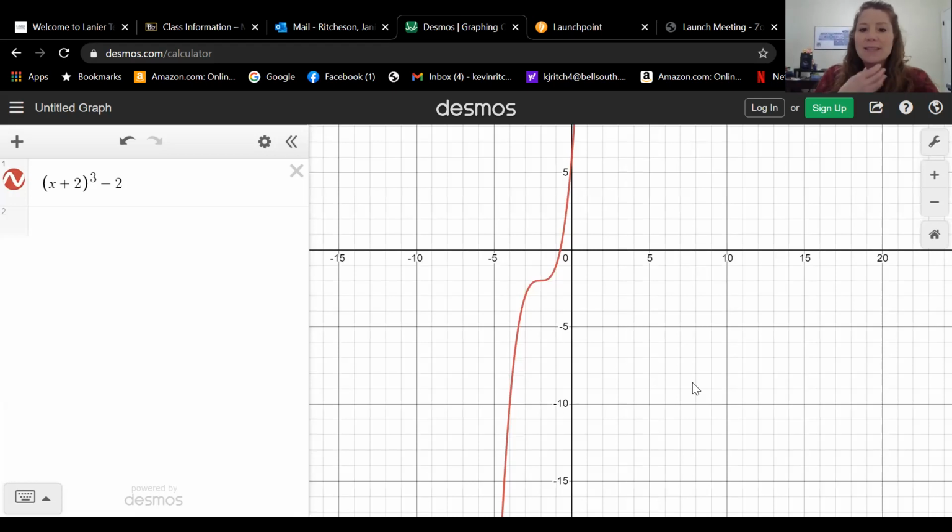Now, do you see that this red graph would pass the horizontal line test? If I made a horizontal line anywhere on that graph, it's only going to go through the graph one place throughout the whole graph, which means that this equation has an inverse function. Okay, so let me go back to my PowerPoint.